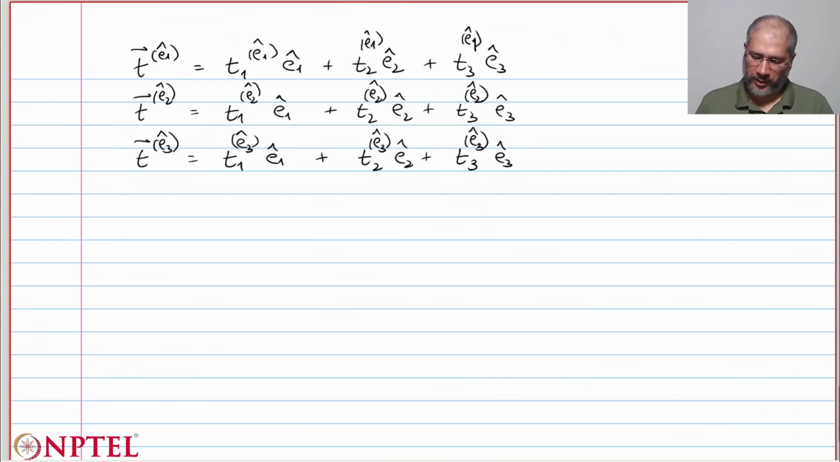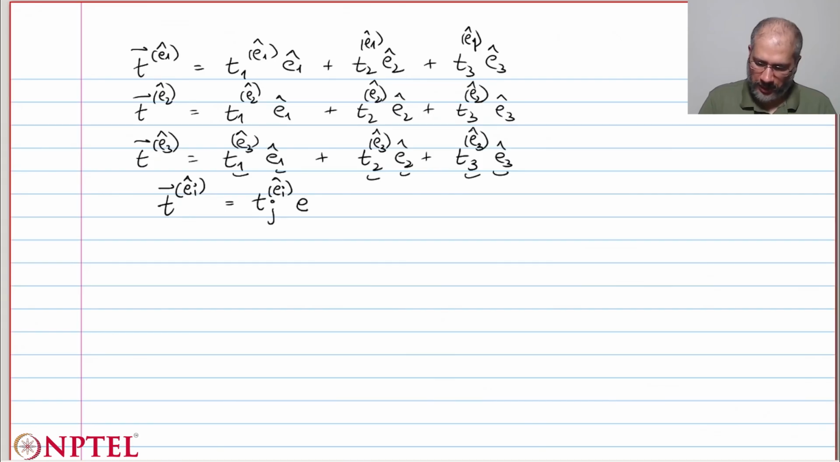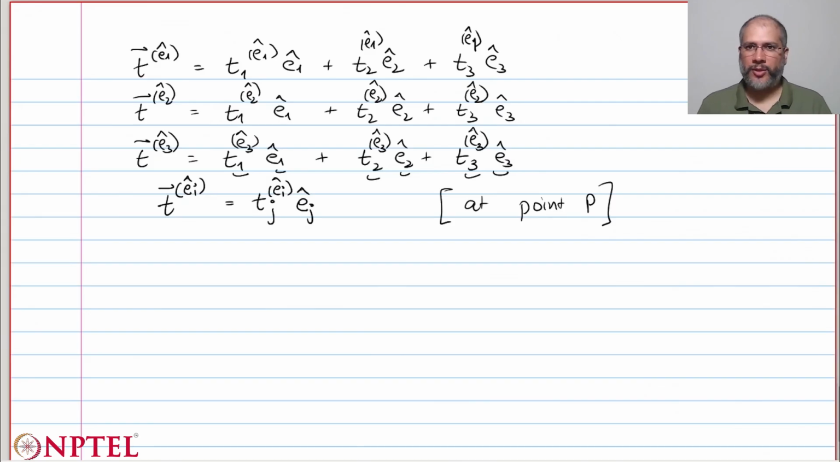Using the index notation, we can write it in a very compact form, which is T, and then you can see the index of the superscript matches with the index on the right hand side of the subscript. So this is T of EI equals T with subscripts 1 1, 2 2 and 3 3, so this becomes T subscript ij times vector EJ. So this is a compact way, and remember this is all at point P. We're talking about traction vectors at point P. We must remember that.